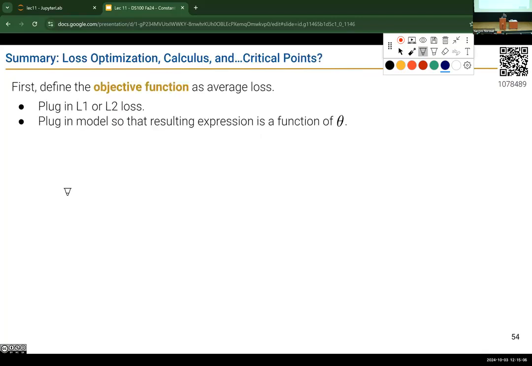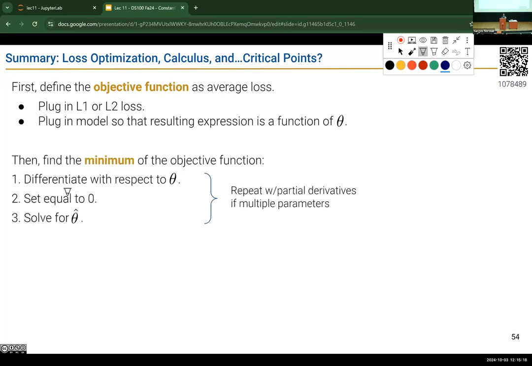So, a kind of summary of everything that we've seen. We talked about the objective function. We talked about using different loss functions, and what the impact is of having different loss functions on the final value of the optimum parameters that we arrive at.